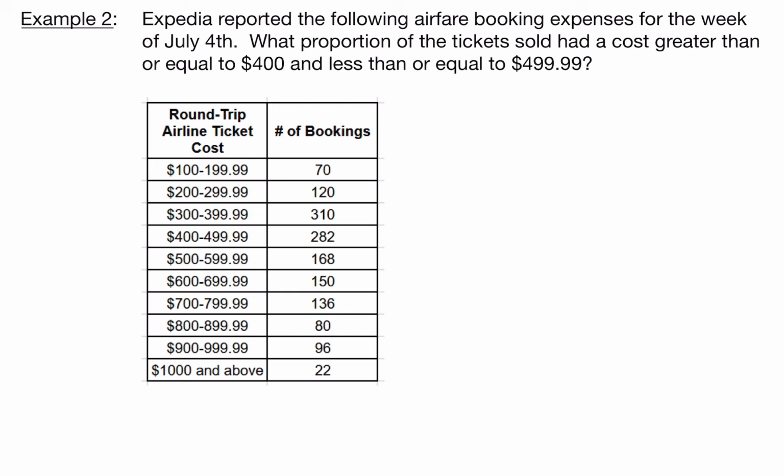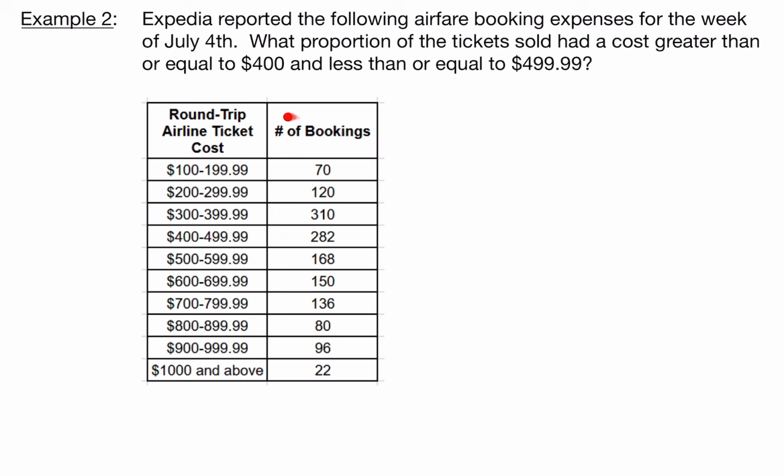And the question here is, what proportion of the tickets sold had a cost greater than or equal to $400 and less than or equal to $499.99? Okay, so let's take a look at the chart, spend some time understanding this. So we have this first column, which represents round-trip airline ticket costs. Here are the range of prices, and it's broken out by hundreds, going all the way up to 1,000. So anything 1,000 and above would be in that category.